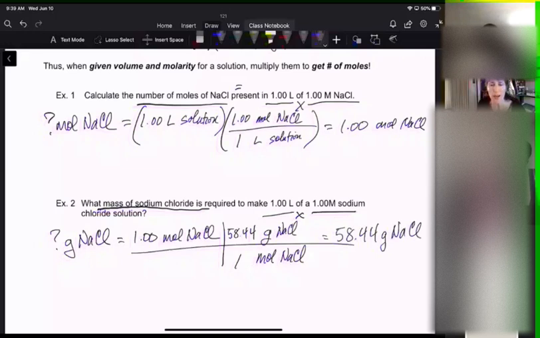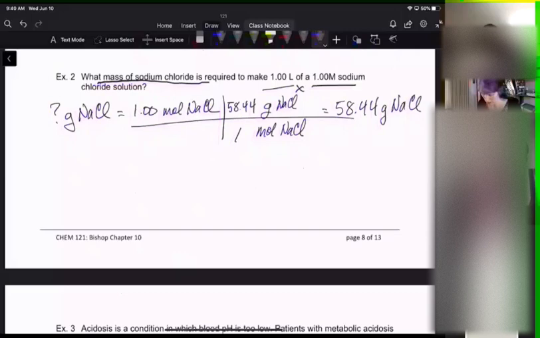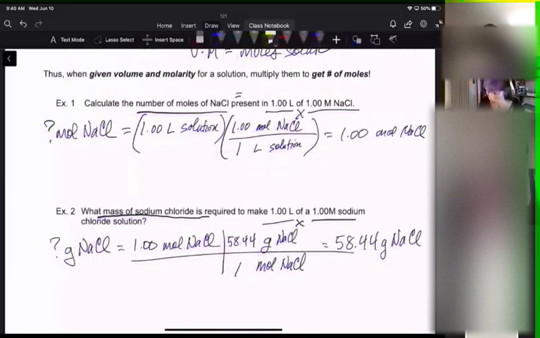We're going to go weigh out on the balance. We'll just weigh out 58.44 grams of sodium chloride. So we've seen all of those pieces together. The new part is using the volume times the molarity to get moles. This is the easiest way to get moles when we have an aqueous solution, something that's dissolved in water, aqueous.